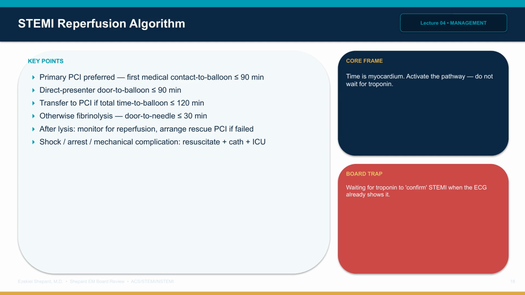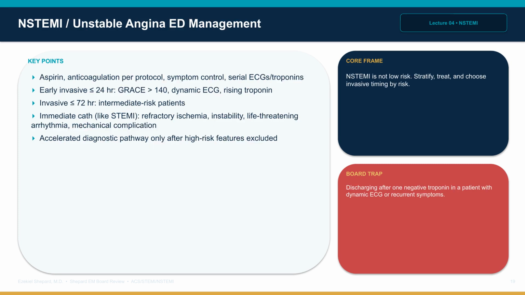Shock, arrest, or mechanical complications require resuscitation, cath lab coordination, and ICU level care. Do not wait for the troponin when the ECG is already telling you STEMI. NSTEMI and unstable angina require risk-based management. Start aspirin, anticoagulation per protocol when appropriate, symptom control, serial ECGs, and serial troponins.